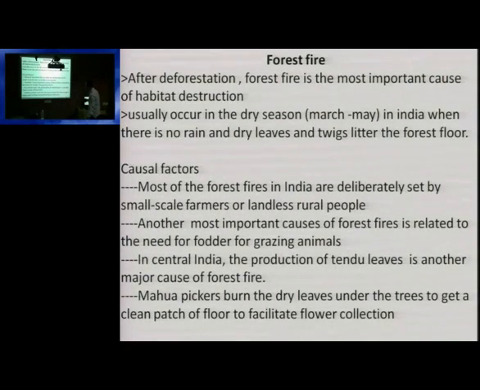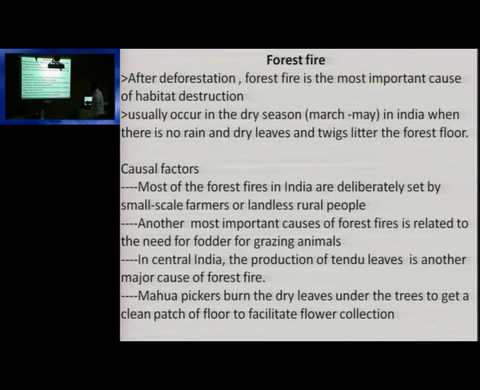Another most important cause of forest fires is related to the need for fodder for grazing animals. Because it is considered, when you burn the cultivation, means the field, more fresh and more nutritious fodder comes up. That is a general belief.